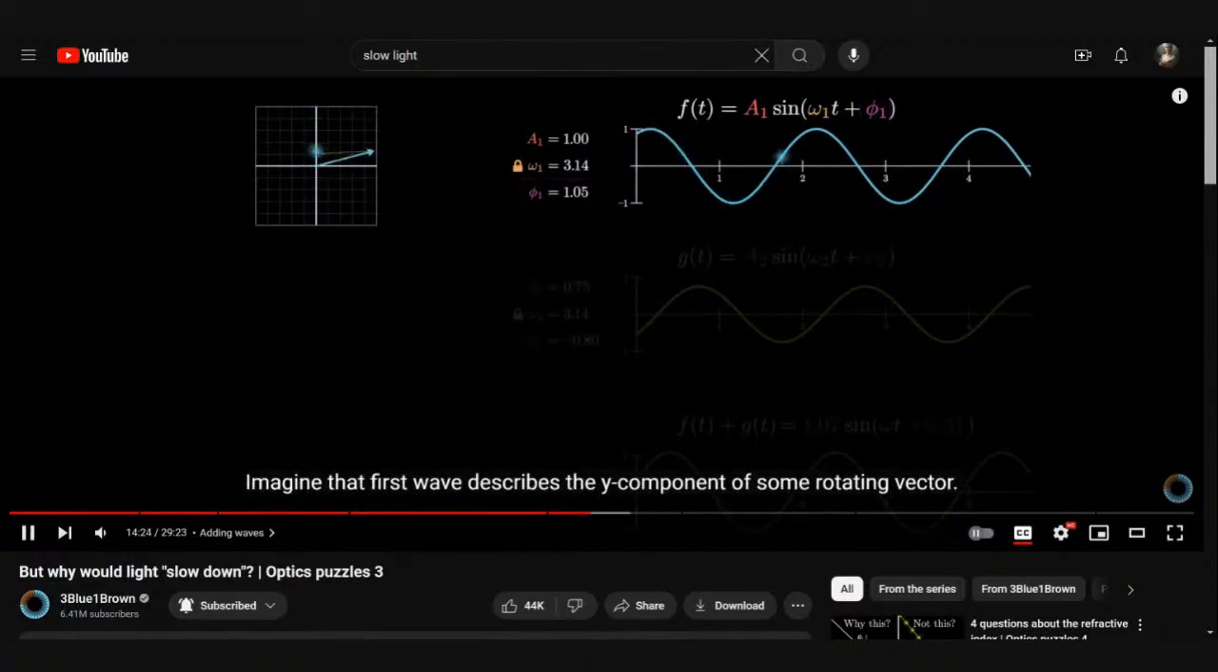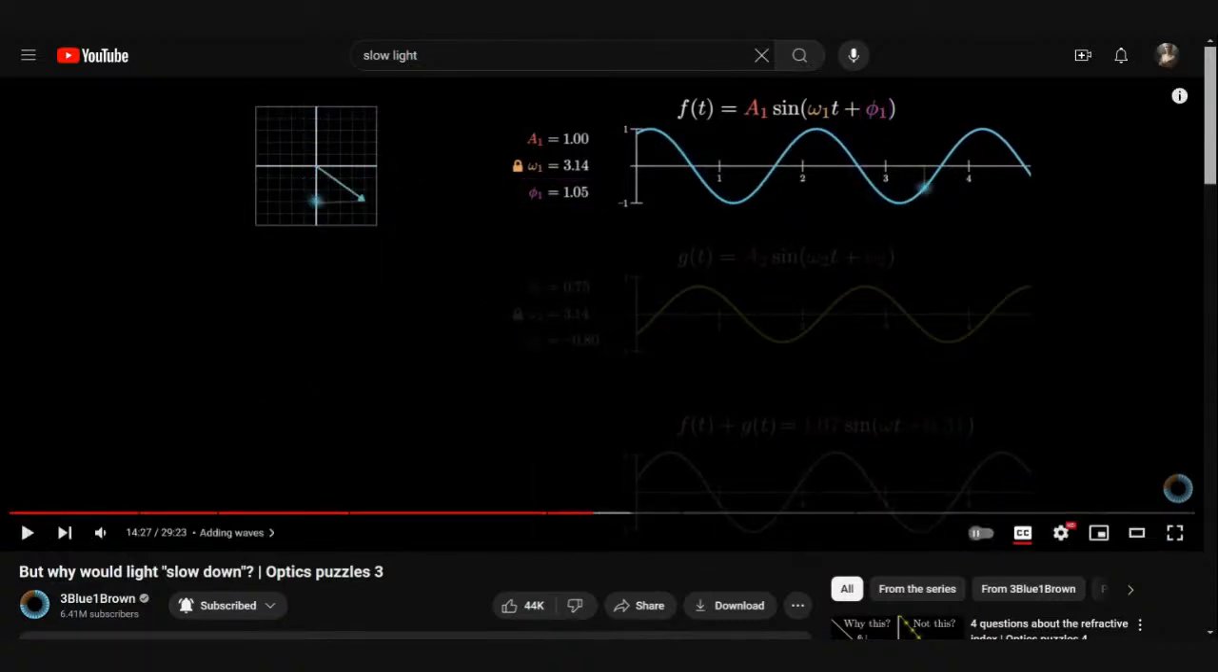Imagine that first wave describes the y component of some rotating vector. Oh my God, he always uses these rotating things.